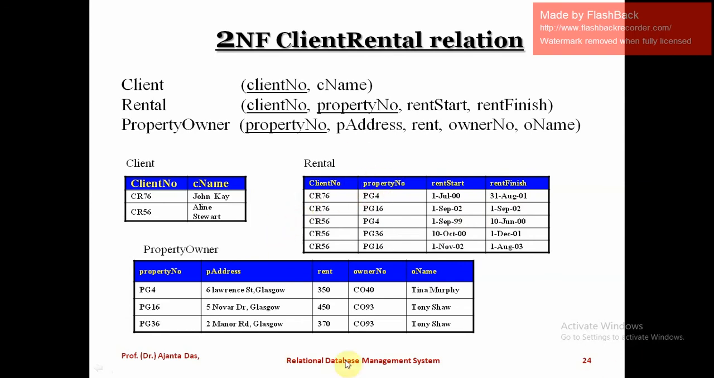In the third one, property address, rent, owner number and owner name, these 4 are non-key attributes and they are directly and fully functionally dependent on property number. So we can see that these 3 sub-relations or decomposed relations are in second normal form.